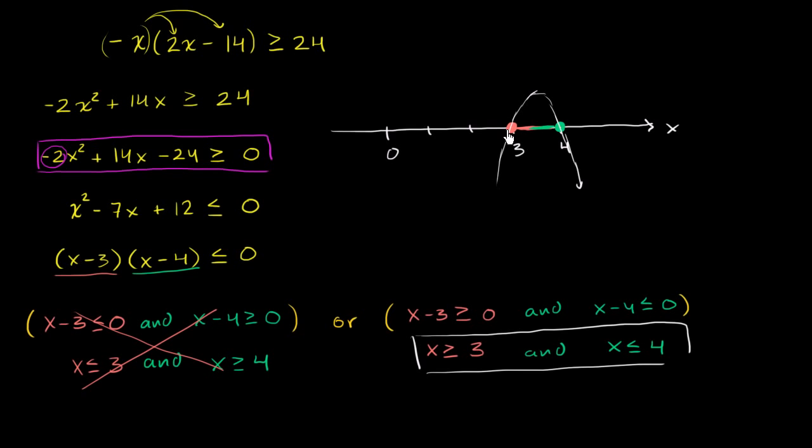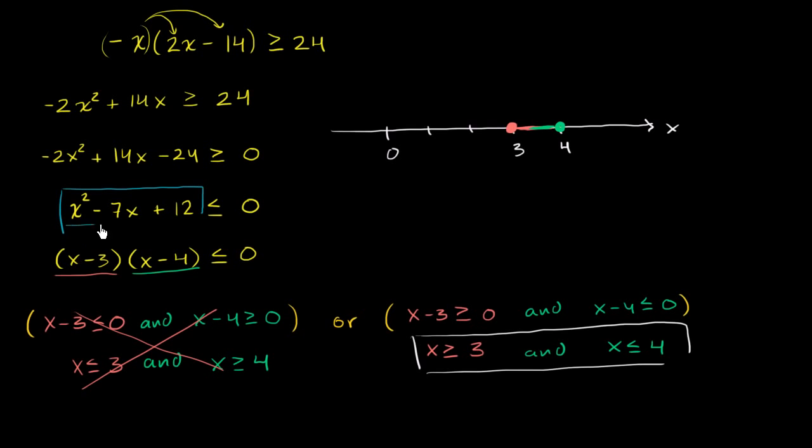If we thought about it from the point of view not of that parabola, but this parabola right over here, when is x squared minus 7x plus 12 less than or equal to 0? Well, this is going to be an upward opening parabola, so it has a positive coefficient here. This parabola might look something like this. When is it less than or equal to 0? Well, once again, it's less than or equal to 0 in that same range.